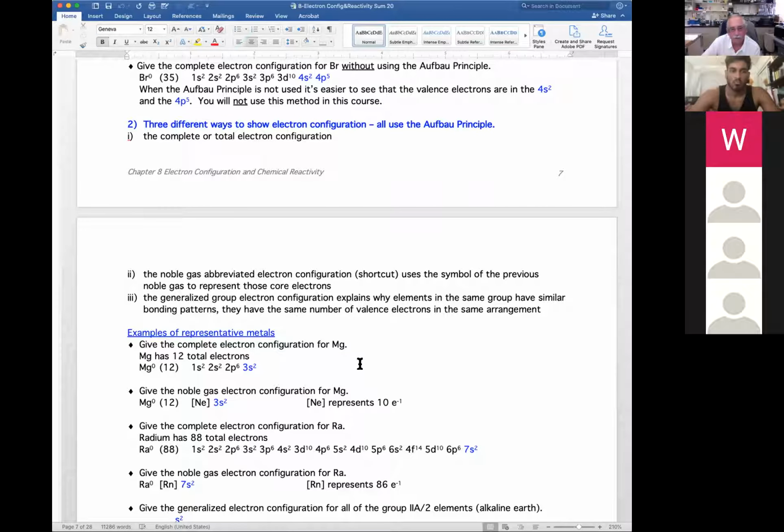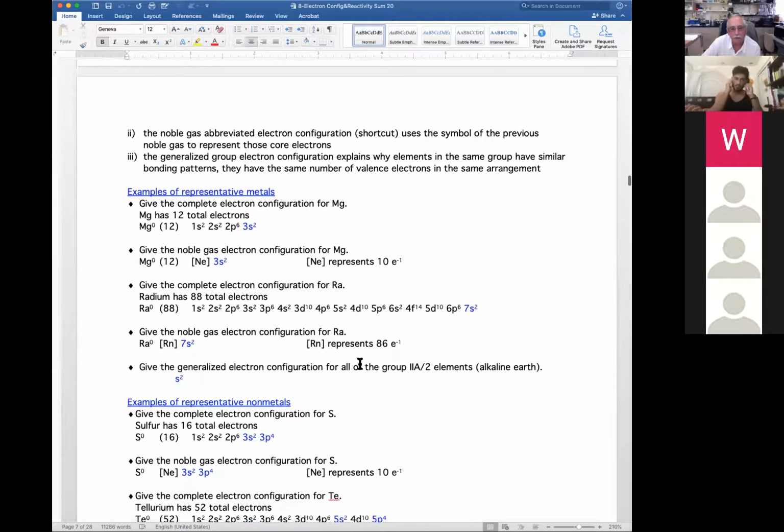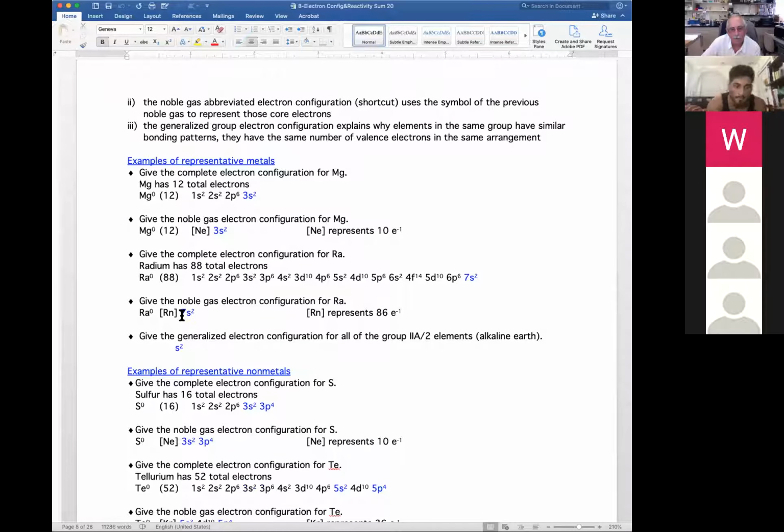We can write it as noble gas abbreviated, or we can just say, what is the generalized group? For example, in group 7, all of them behave the same. I mean, not exactly the same, but why do they have such similar behaviors? Well, because they have the same number of electrons in the same subshell. That's why.